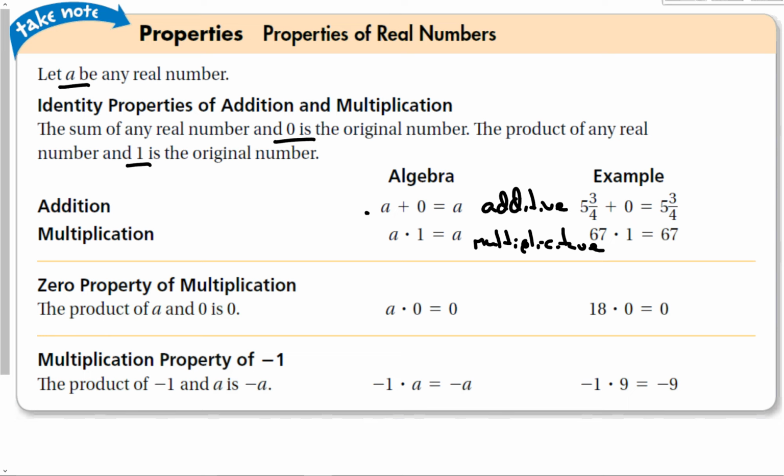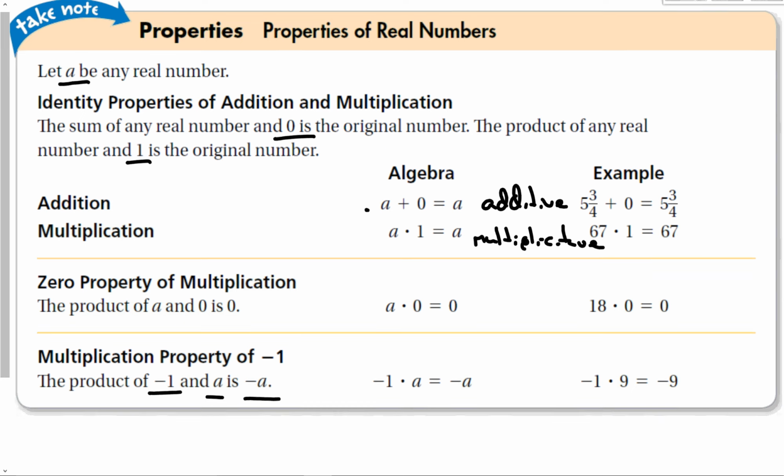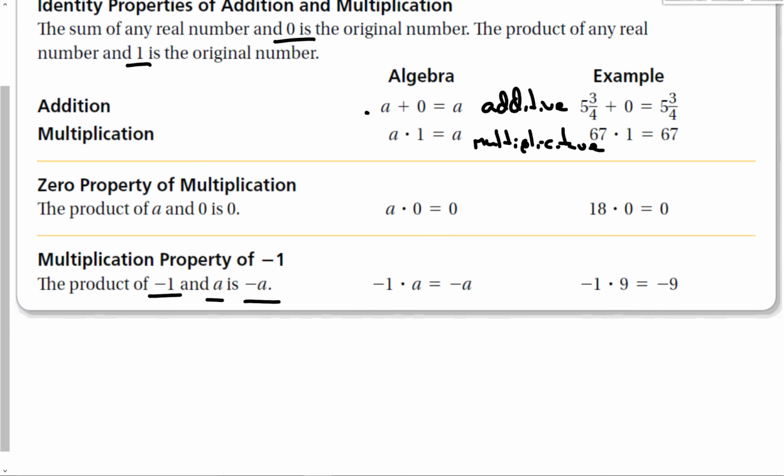Okay? Next one says the 0 property of multiplication. This is an important one as well because when we multiply 0 by anything, it is always going to be 0, no matter what it is. The multiplication property of -1. Now you got to be careful with this one because the product of -1 and A is always the opposite of A. So just because you see a negative number there does not mean your answer is going to be negative.